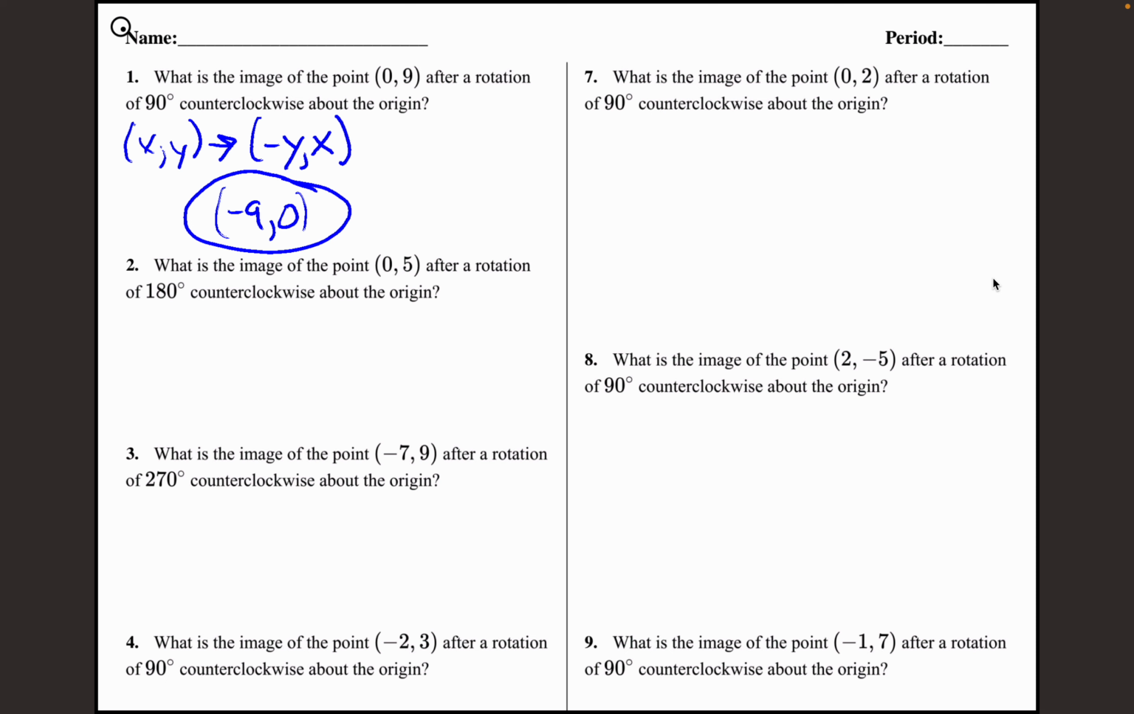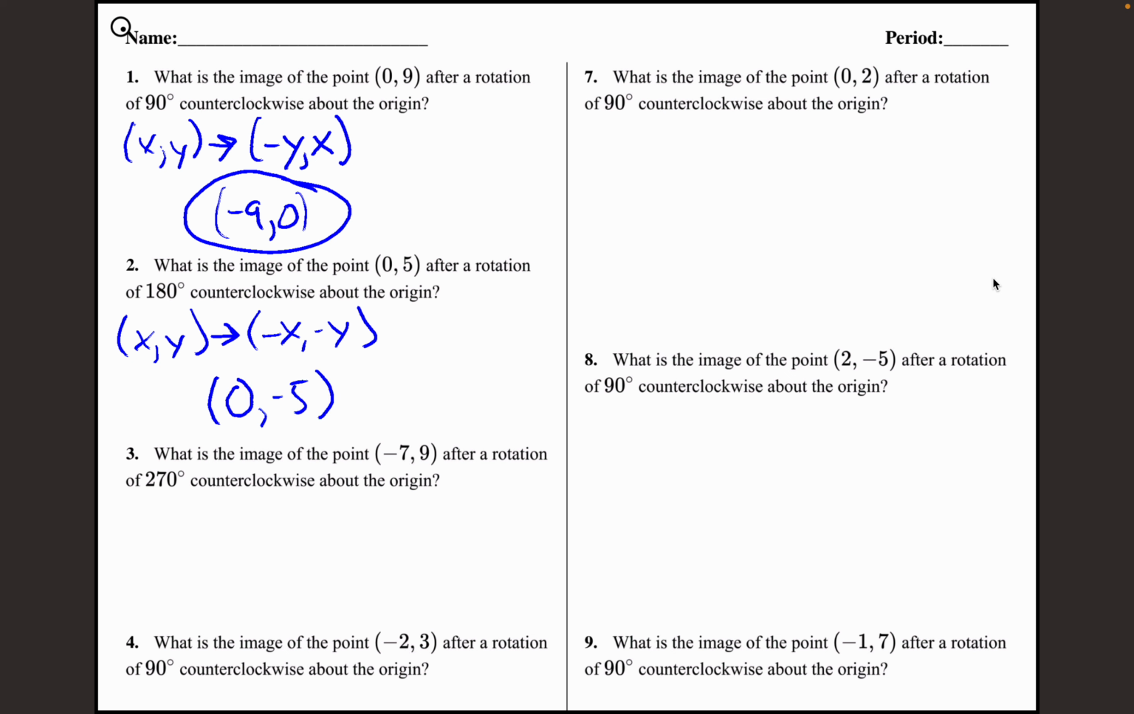Now this says, what is the image of the point 0, 5 after a rotation of 180 degrees? What happens to our x and y here? They become negative. Okay, so what are our new coordinates here? 0, negative 5. There's no such thing as negative 0.